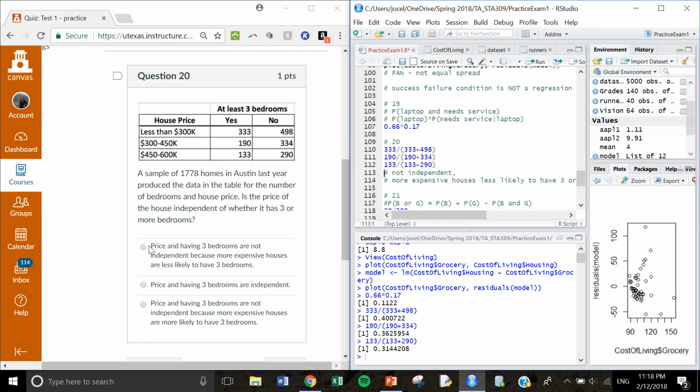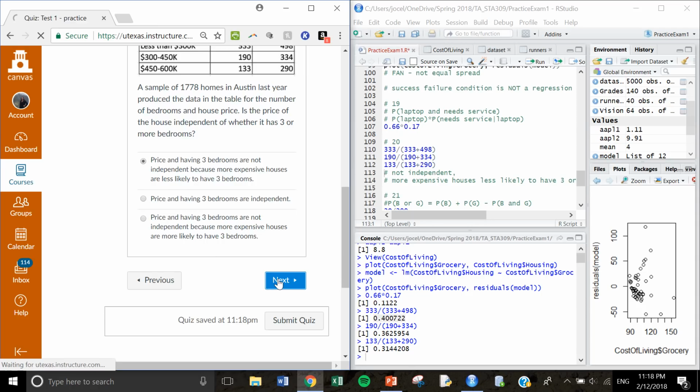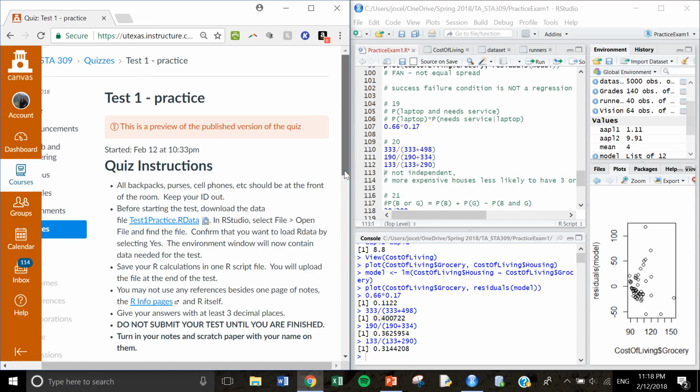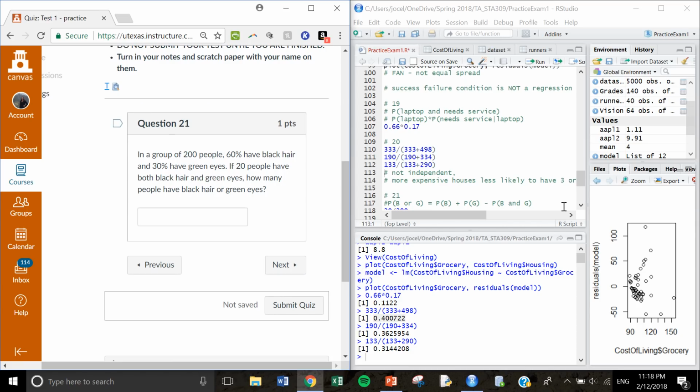So we know they're not independent. The price does affect the percentage. And now we're down to the first choice and the third choice. And more expensive houses are less likely to have 3 bedrooms because this percentage was decreasing. 30% have 3 bedrooms compared to 30%.